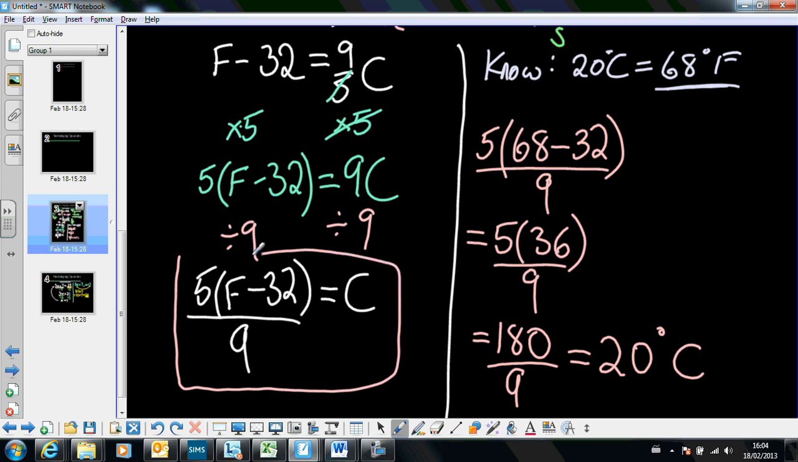Oh, that didn't change colour. Oh well. I've rearranged my formula to get C as the subject. So that about covers that.